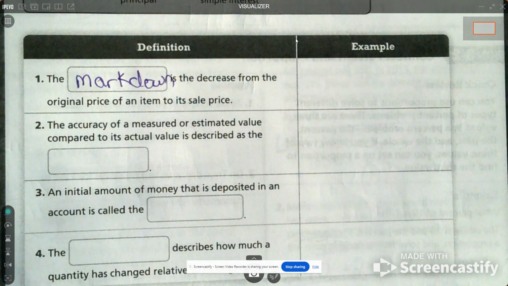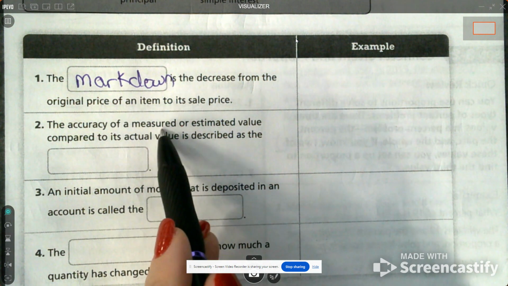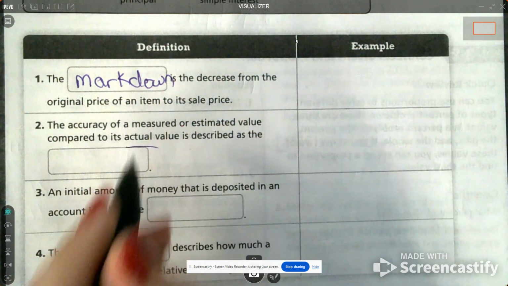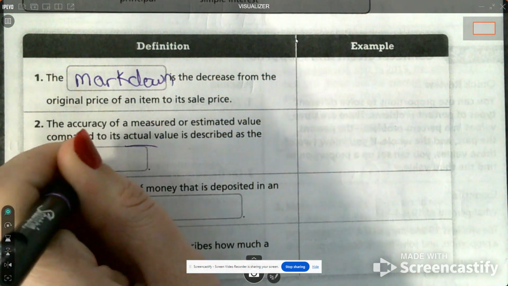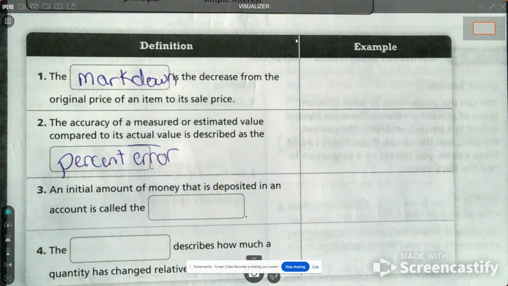Now this second one, honestly, the answer wasn't listed, so I don't really like that. But the second one, the accuracy of a measured or estimated value to its actual value, is percent error. That one wasn't listed for whatever reason. But the percent error compares something from the estimation to the actual.